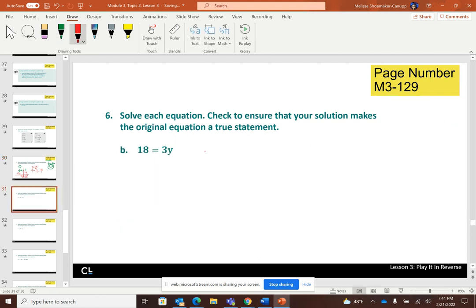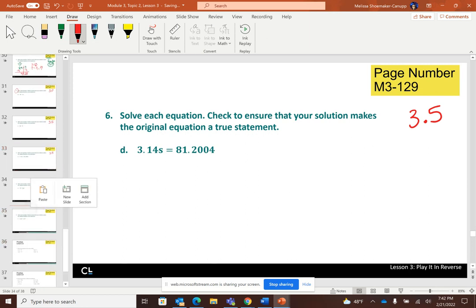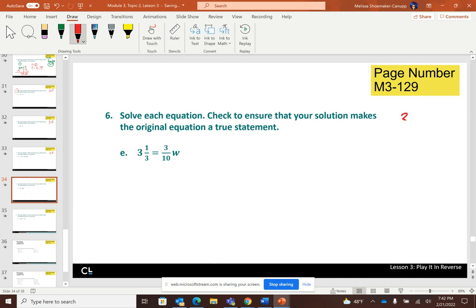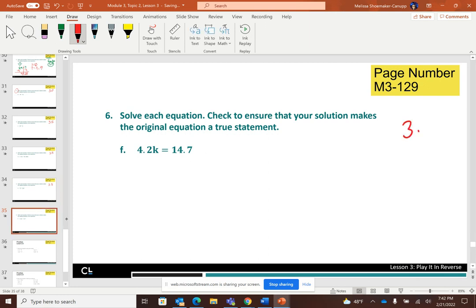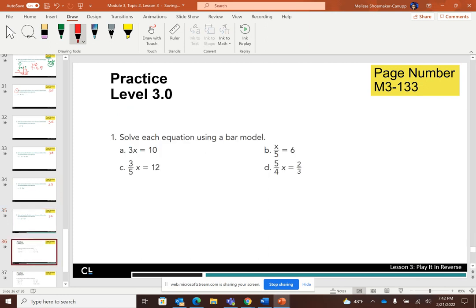Now, this one you guys can do by yourself. This one is going to be hard. Give it a try if you want to. This one has decimals, so I'm going to give that a 3.5 as well. Try it if you can, and you can check yourself with a calculator. This one is tricky because it has fractions, decimals.